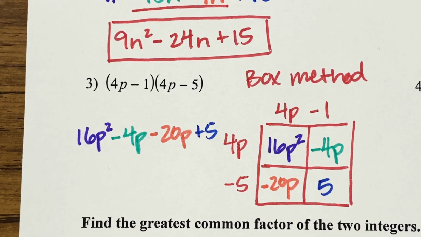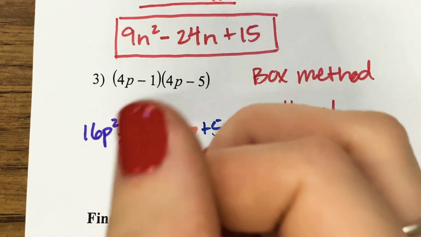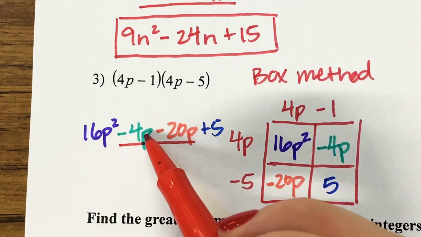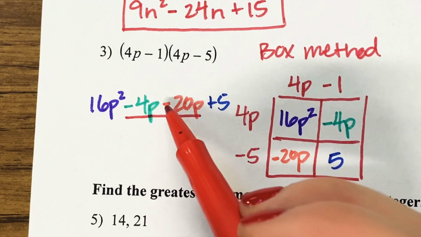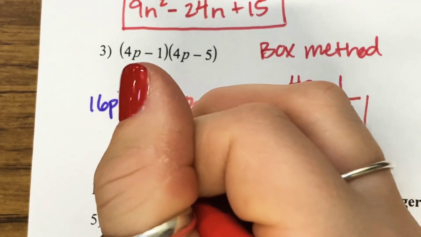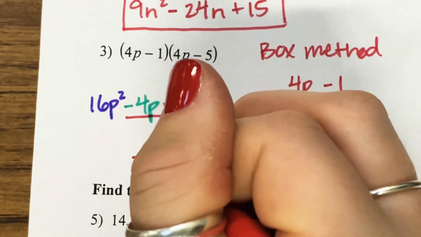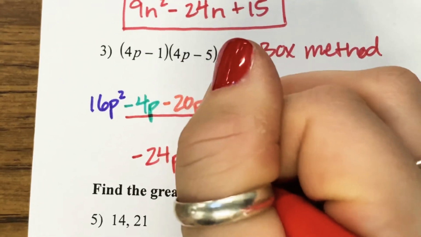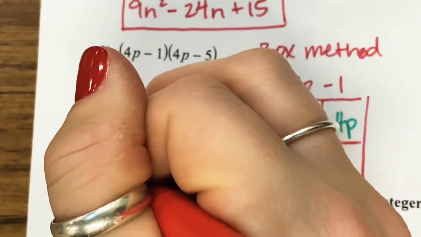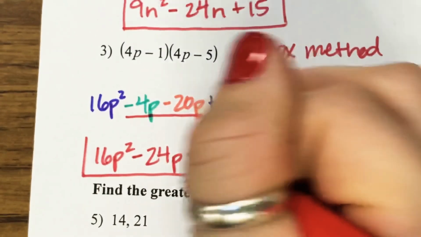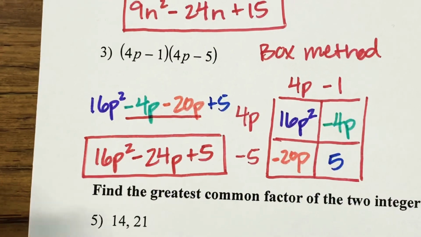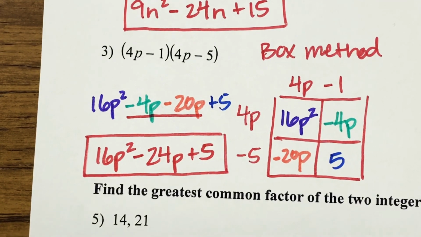Okay, and very last step, let's combine our like terms. It's going to be these two in the middle because they both only have the 1p. So we know that -4 minus 20 more is going to give me -24p. Bring down your plus 5 and your 16p squared. And there's our answer, our quadratic expression.